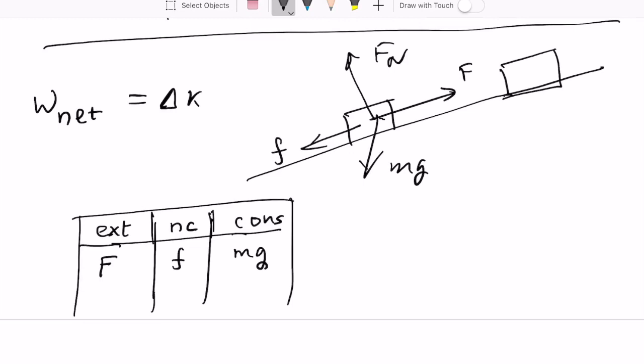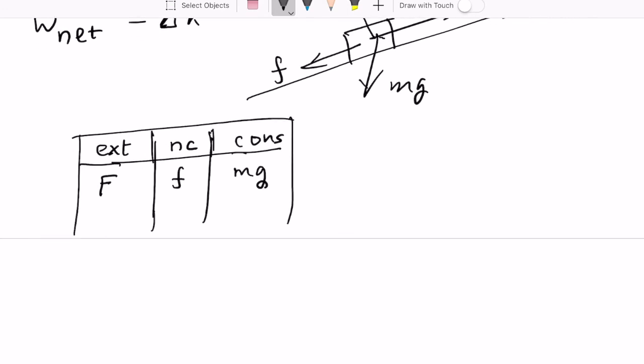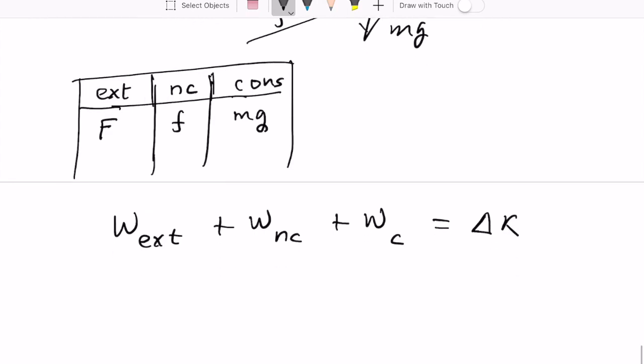So we can write down the net work in our work kinetic energy theorem like this. It's the work done by external forces plus the work done by non-conservative forces plus the work done by conservative forces. And that would be equal to the change of kinetic energy, right? Okay. This is just the work kinetic energy theorem. So nothing new so far. Work KE theorem. And I've just classified the forces into three categories. That's all that I've done.